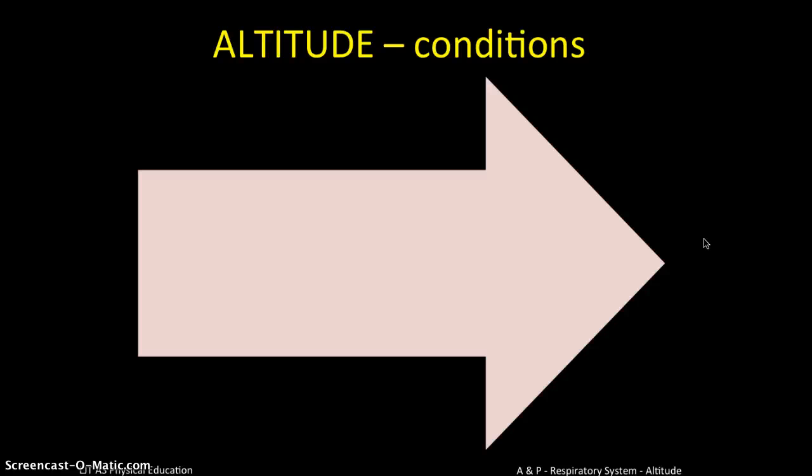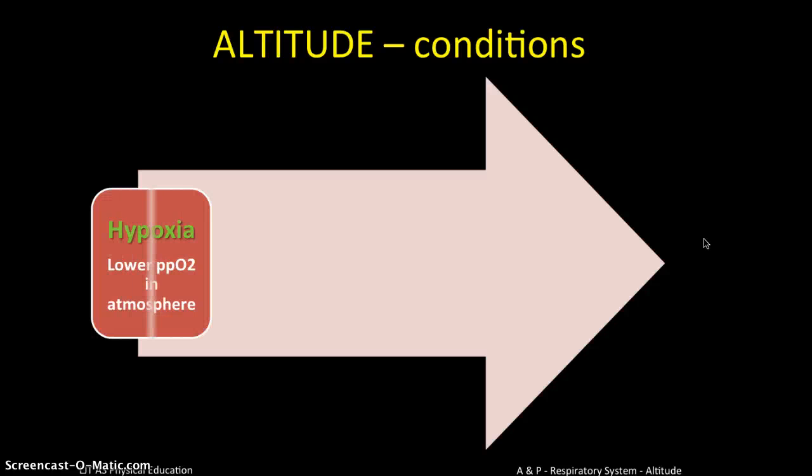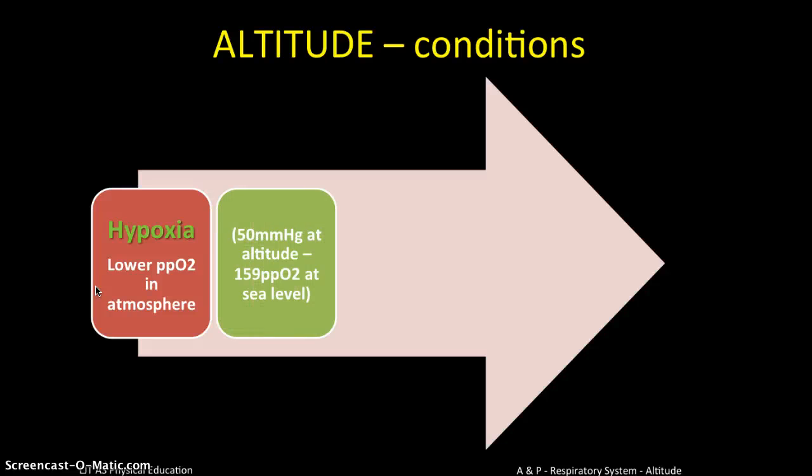Now, what specifically is the issue with altitude? We actually would experience what we call hypoxia or hypoxic conditions, and hypo means under or less than. So this basically means that at altitude there is a lower partial pressure of oxygen in the atmosphere. The air is thinner and the amount of oxygen available to you is reduced.